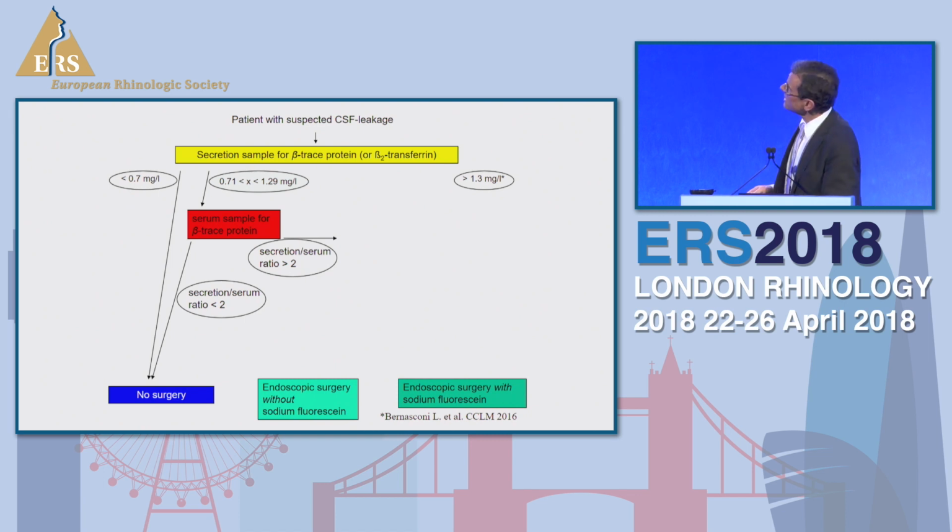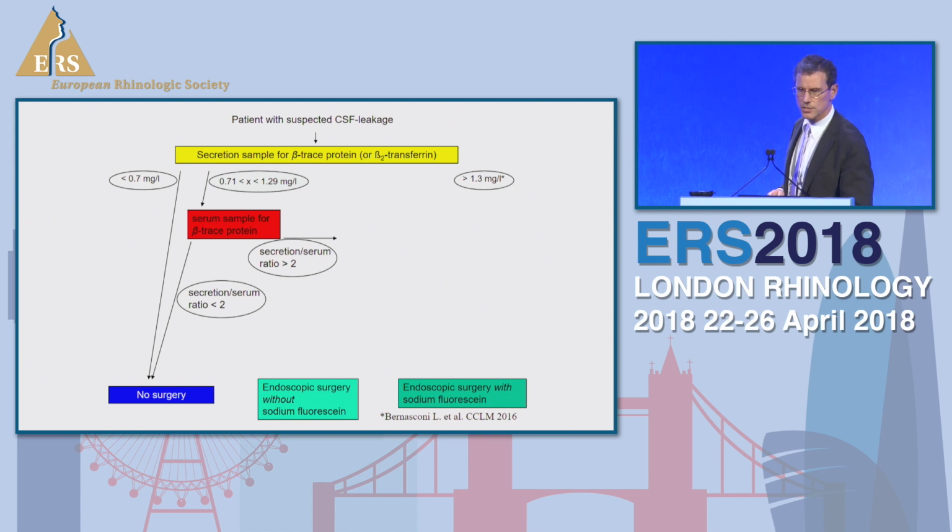And if that biomarker tells you there is no CSF leak, and you may use either beta trace protein, which is prostaglandin D synthase, or you may use beta 2 transferrin, they're almost similar. If the biomarker tells you there's no leak, it's not necessary to operate. If the biomarker indicates CSF, then you start with imaging, of course. There's a little gray area between 0.7 and 1.3 milligram per liter when you're using beta trace protein, where it's not really clear. Yes, that might be indicative or that might not be indicative for CSF leak.